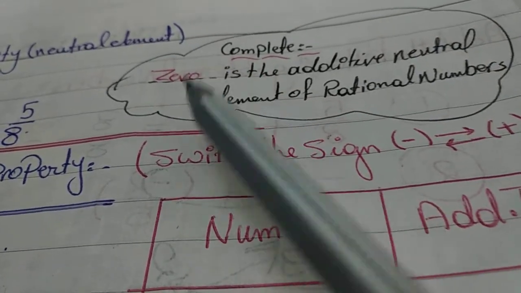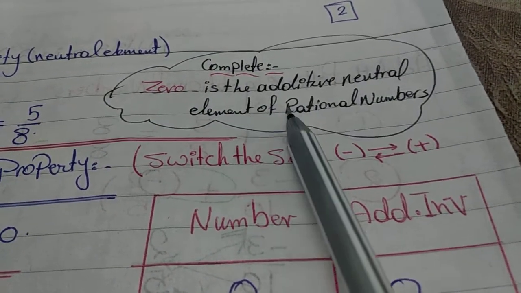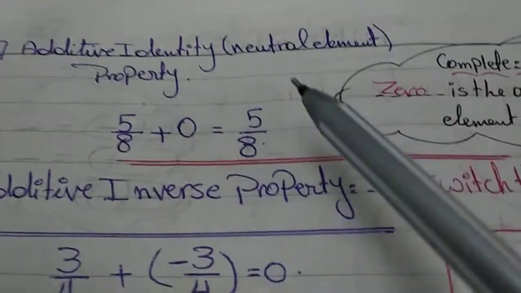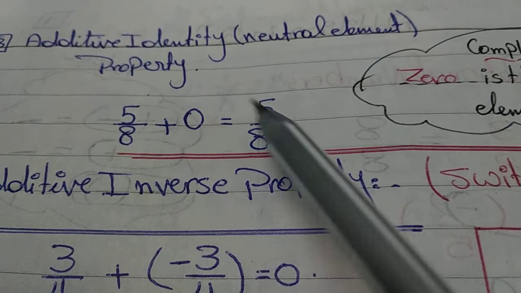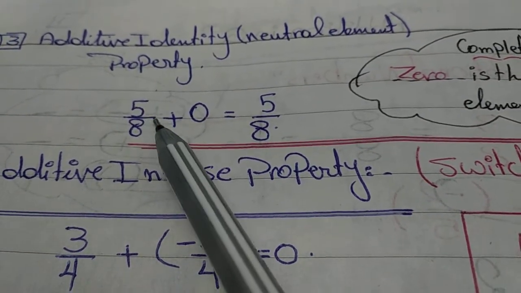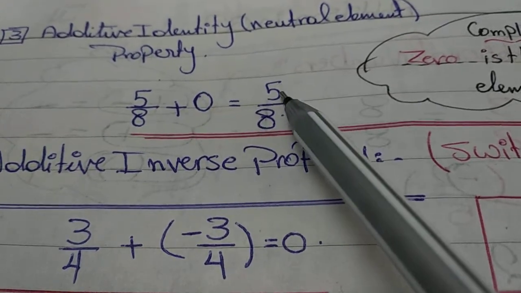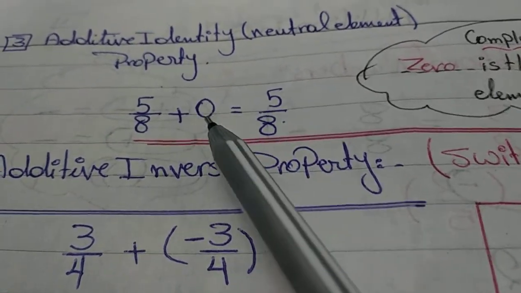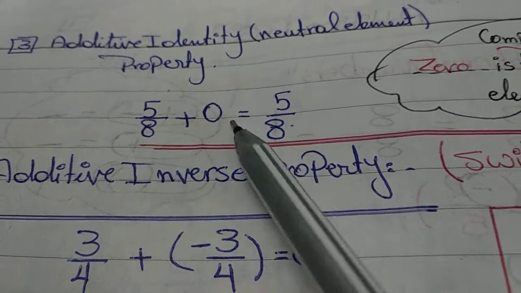0. Why 0? So 0 is the additive neutral element of a rational number. Why? If I add the rational number to 0, the answer will be the same rational number. For example, if I add 5 over 8 plus 0, the answer will be 5 over 8. So 0 is the additive identity or the additive neutral element.